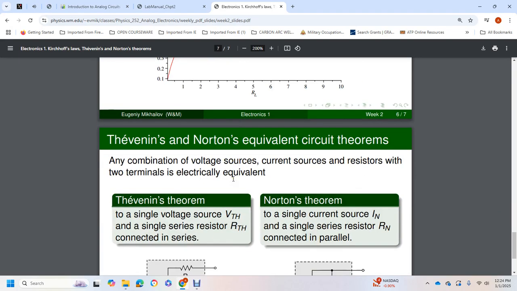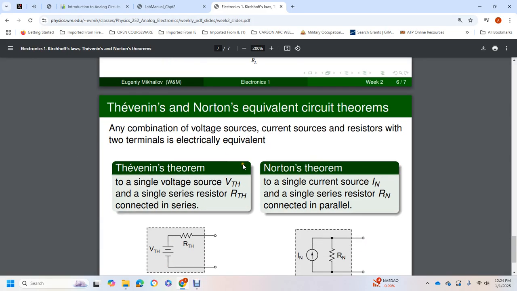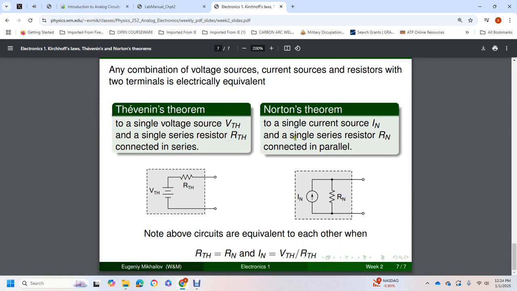Thevenin's and Norton's equivalent circuit theorems: any combination of voltage sources, current sources, and resistors with two terminals is electrically equivalent to a simple circuit. Thevenin's theorem: a single voltage source, the Thevenin voltage, in series with a single resistor, the Thevenin resistance. Norton's theorem: a single current source, the Norton current, in parallel with a single resistor, the Norton resistance. The above circuits are equivalent to each other.